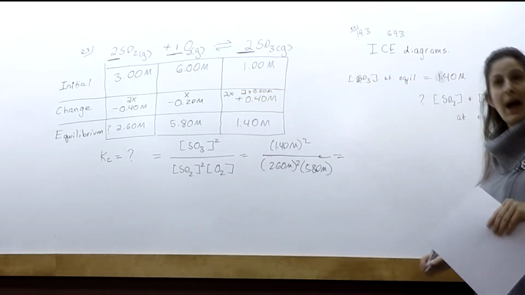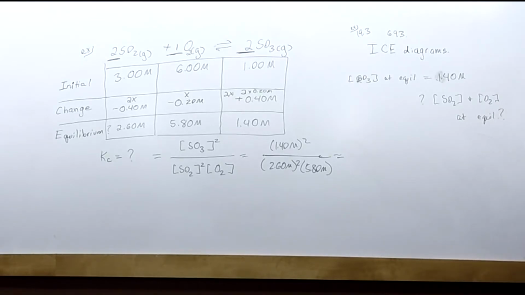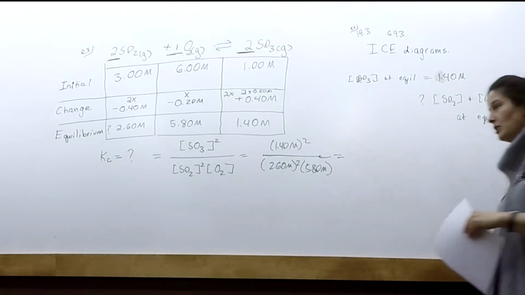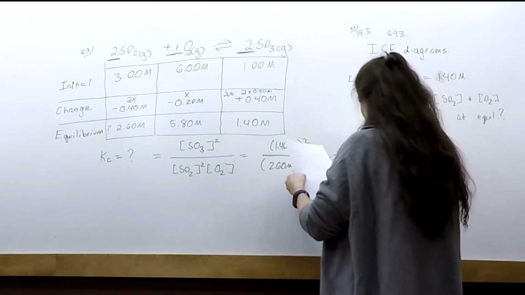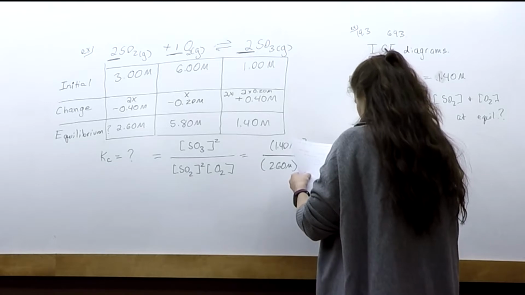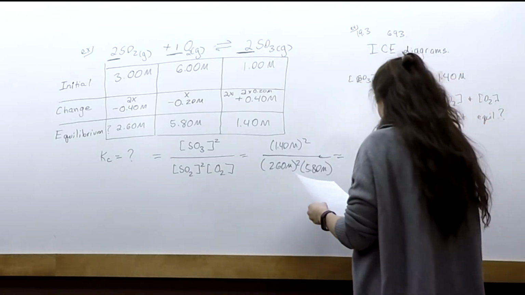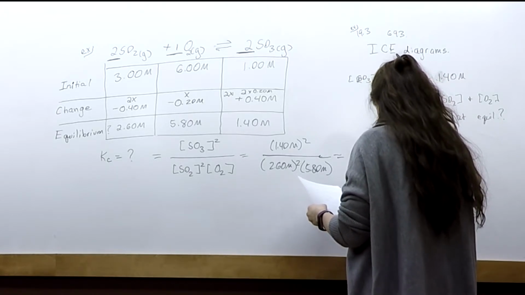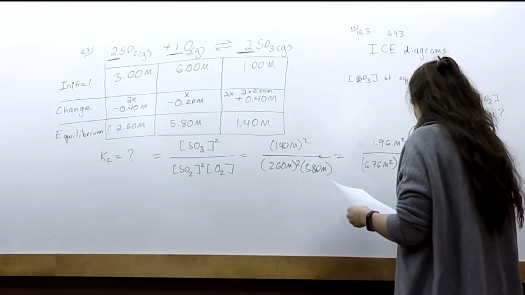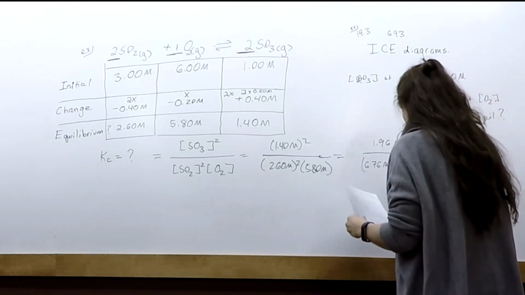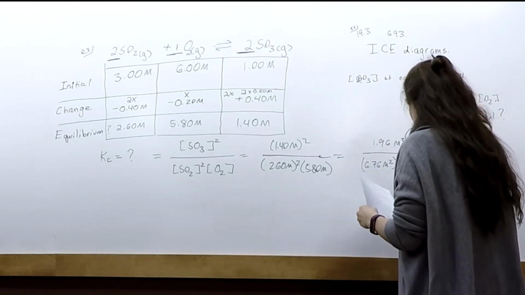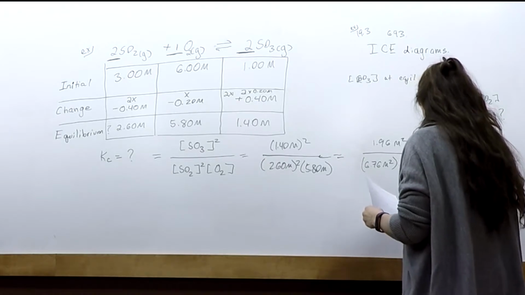These constants have units, so I do want you to carry your units through them. You notice that I put the molarity on everything. You want to follow your units and always have them as part of your calculation. So we're going to square this one here, so 1.96, and the molarity gets squared, so that's M squared now. We have 6.76 M squared for our SO2, and for O2 it stays as the 5.80 molar.